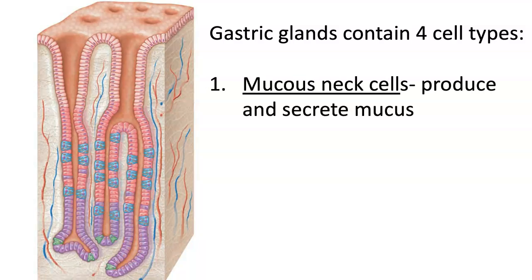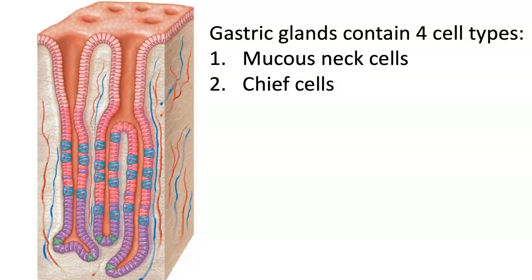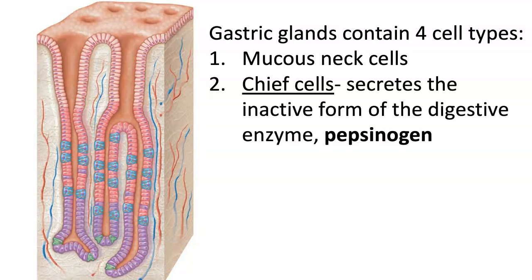The mucous neck cells secrete mucus. Another type of cell found in the gastric gland are chief cells. Chief cells are color-coded purple here, and you can see that they're found deep within the gastric glands. Chief cells secrete pepsinogen. Pepsinogen is an inactive enzyme.